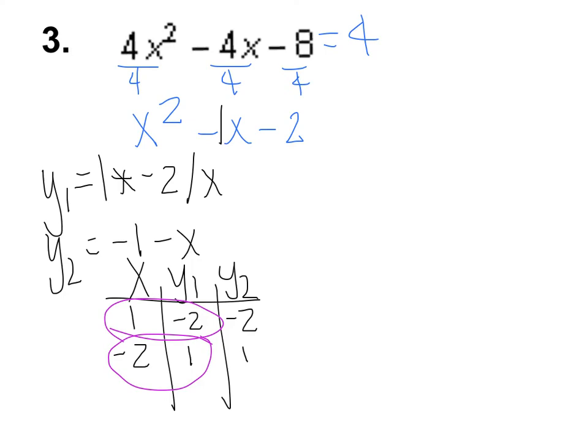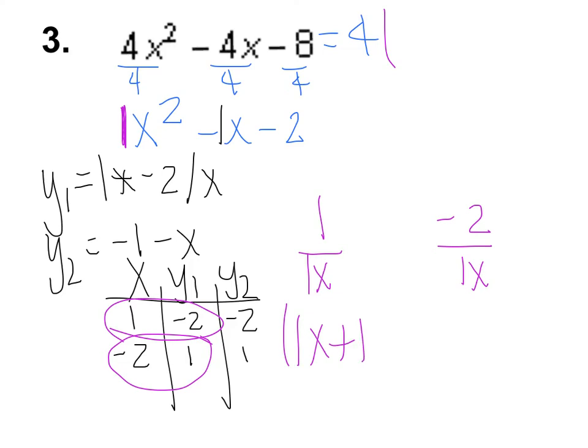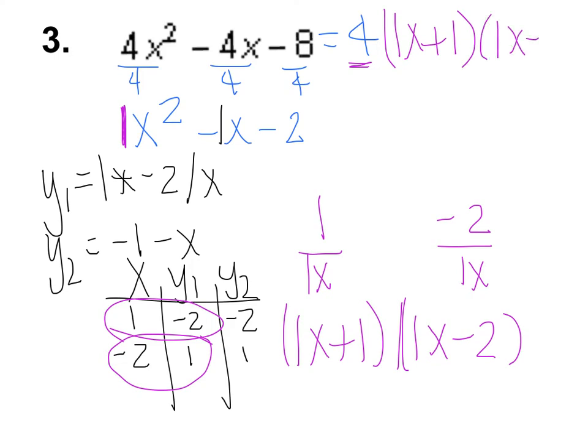I'm going to take those numbers. So we'll do 1 and negative 2. I'm going to divide them by the coefficient here, which is 1x. I can't reduce 1 over 1. I can't reduce negative 2 over 1. So that means my parentheses are 1x plus 1 and 1x minus 2. So my answer is 4, because that was from what I factored out earlier, and 1x plus 1 and 1x minus 2.